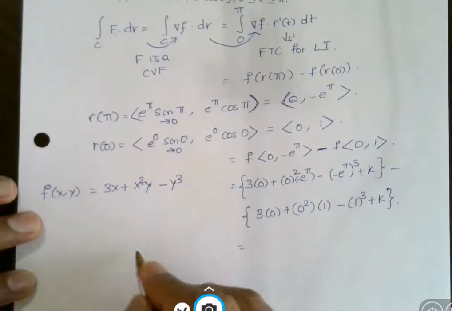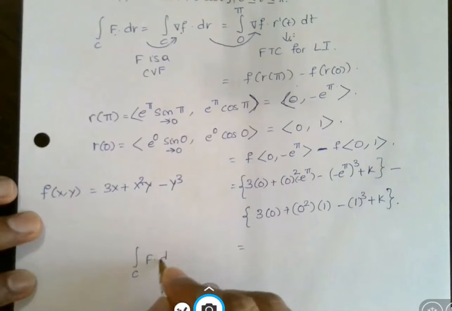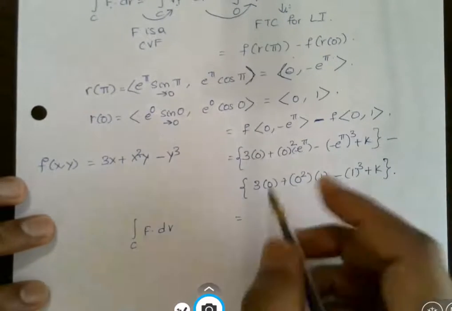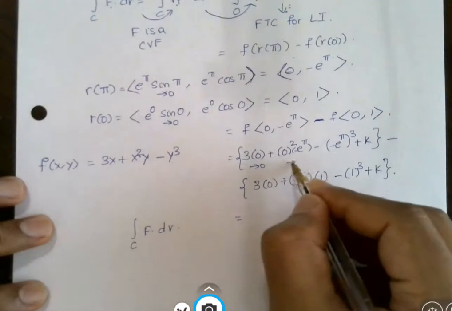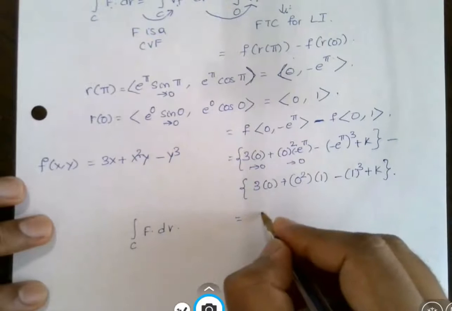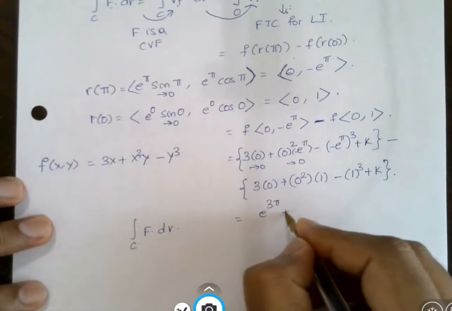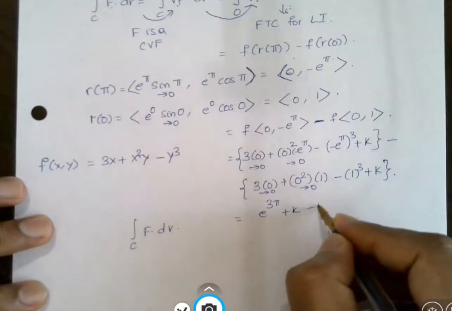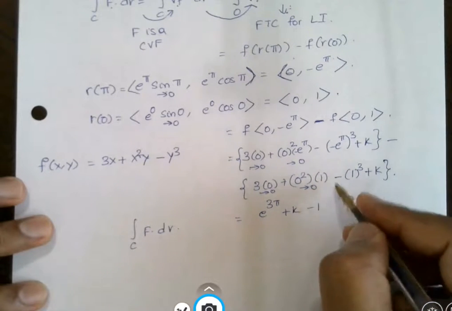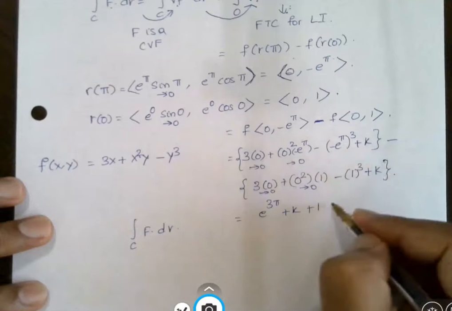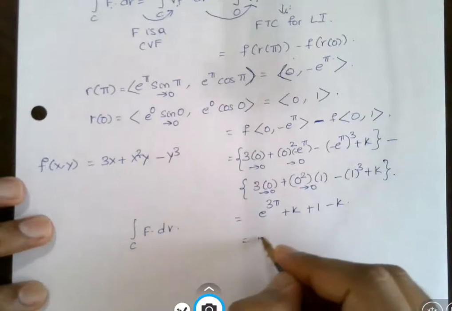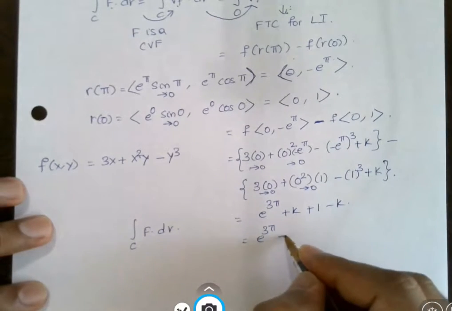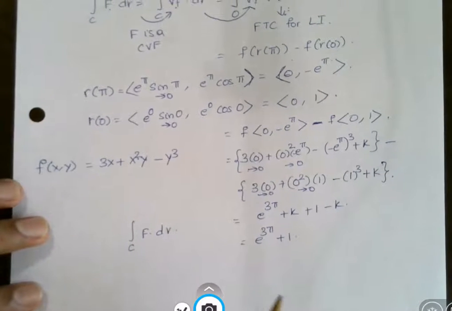Remember we are calculating the line integral of F dot dr. That gives you, this is a 0, this is a 0, this is going to be e to the 3 pi plus k. This is a 0, this is a 0, minus 1, and minus times minus is plus 1, and minus k is negative k. So that's going to be e to the 3 pi plus 1. So that's the value of the line integral.